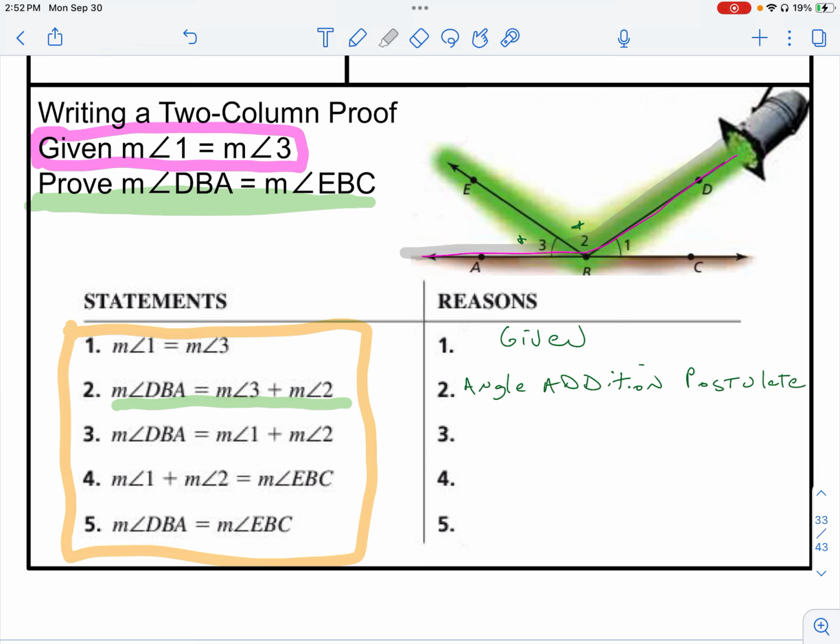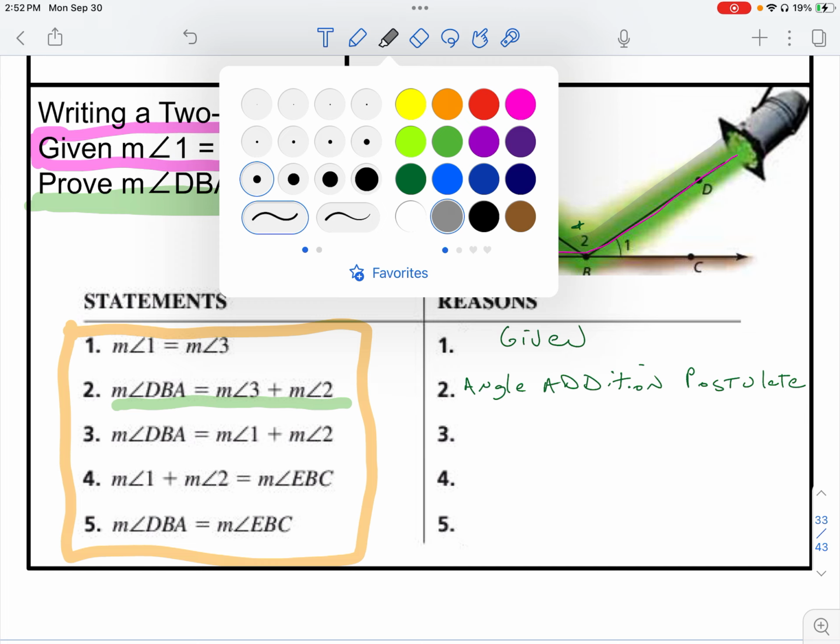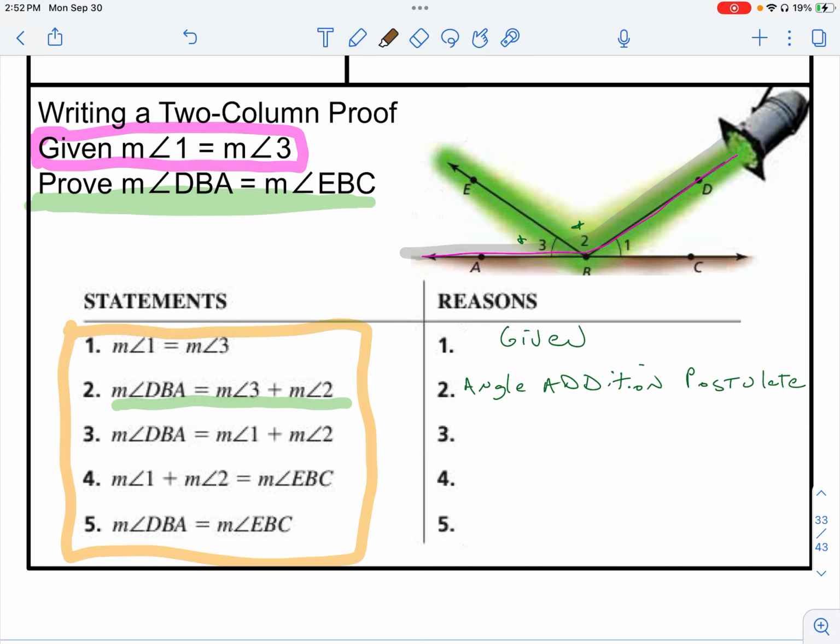And then we're going to go, let's do brown. Here this says 3, then in the next step it changes to 1. Well, look at this here, what we were originally given: the measure of 1 equals the measure of 3. So we can substitute. We can use substitution to get it to say the measure of angle 1 plus the measure of angle 2.